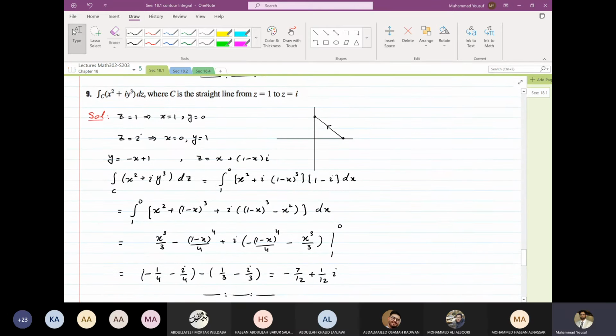There are some other questions which are given by some other curves, for example. Here the function f of z is not given, but x squared plus i y cubed is given. X squared plus i y cubed. This is also a complex function, but it is not equal to some f of z.